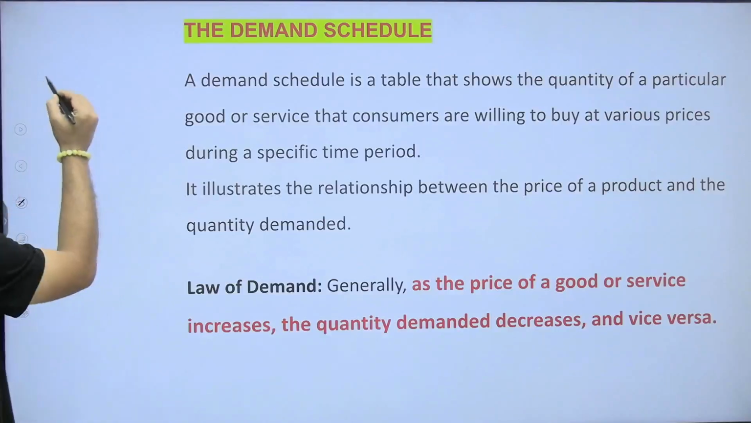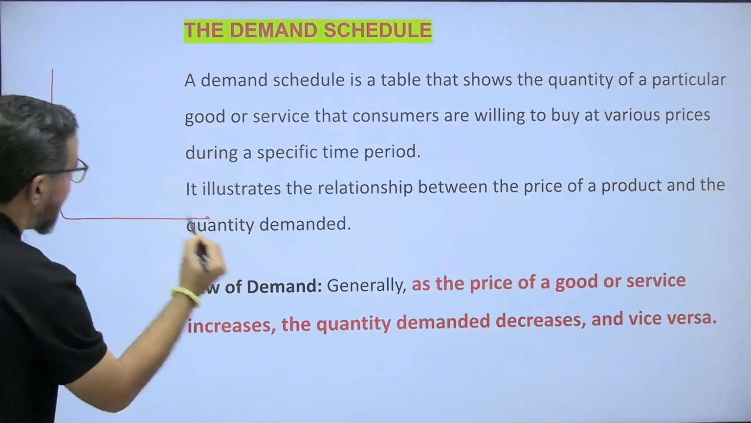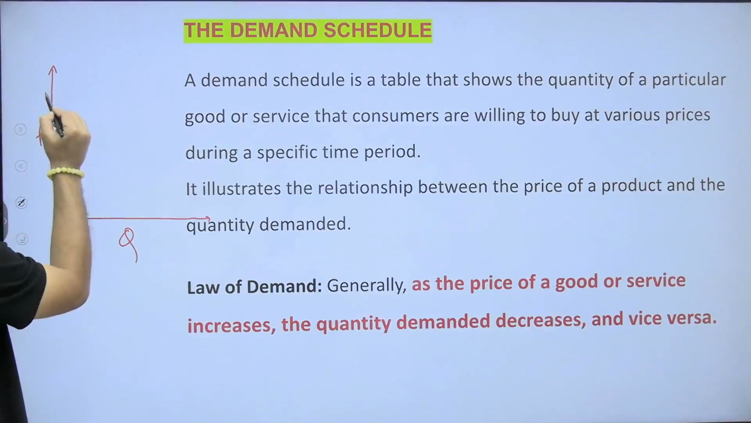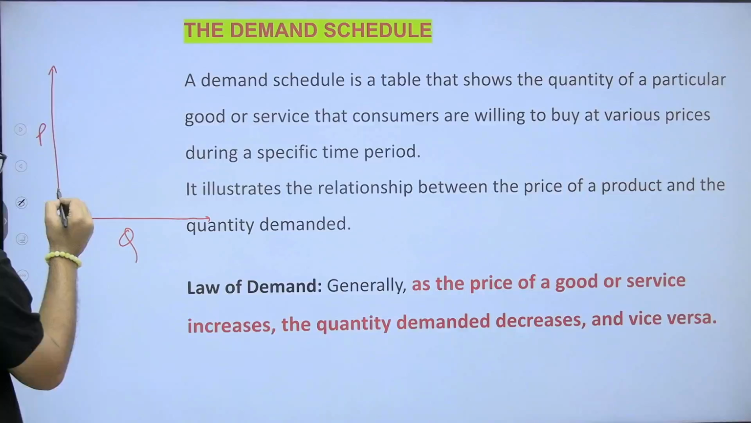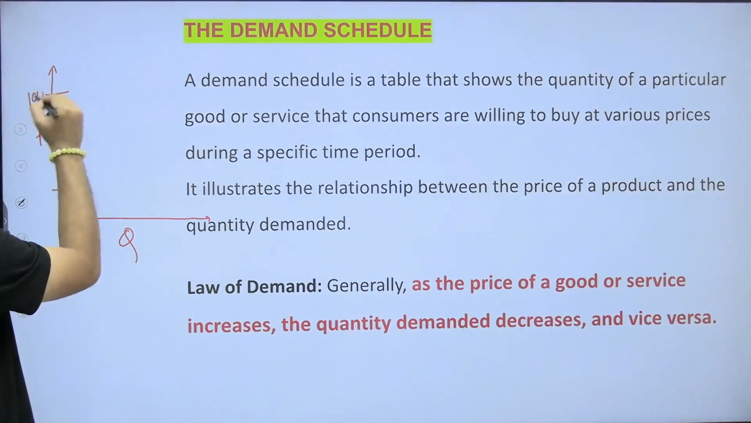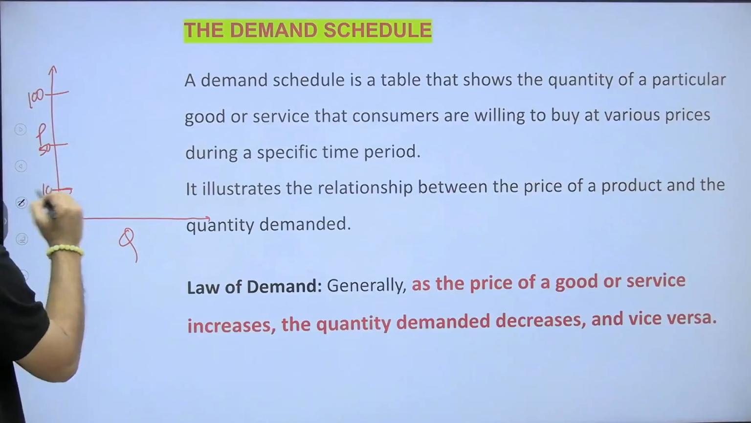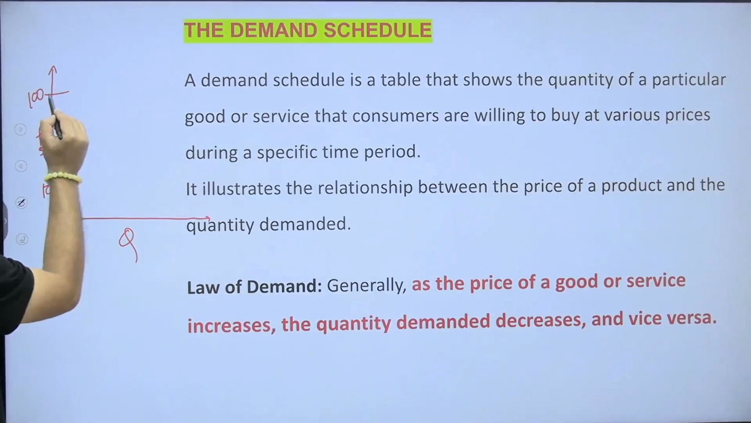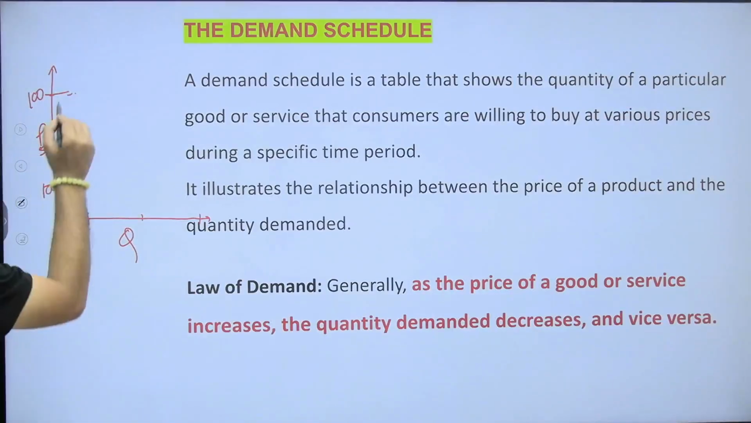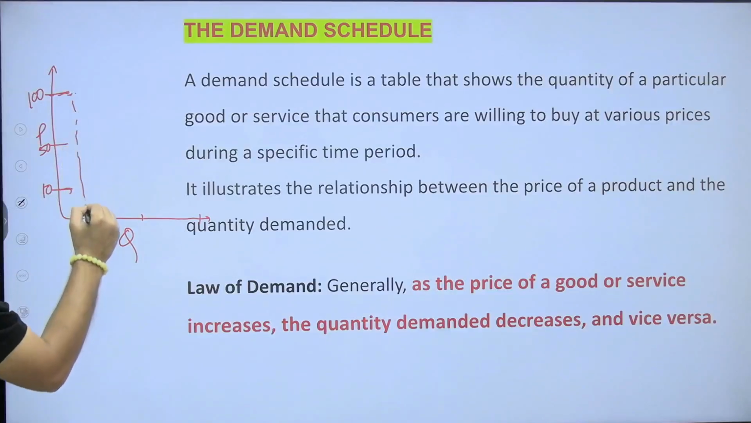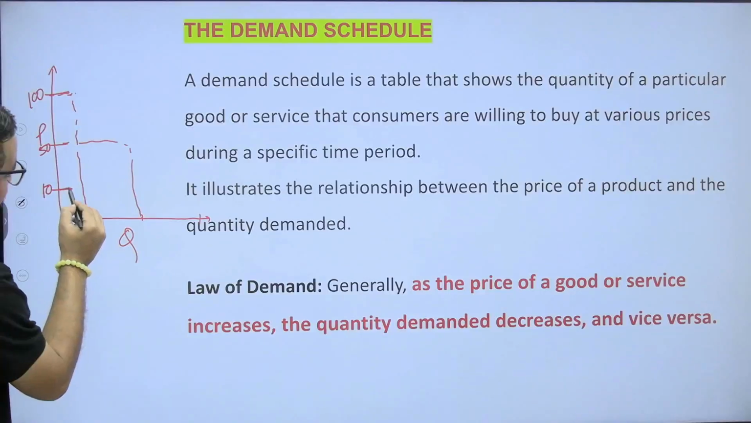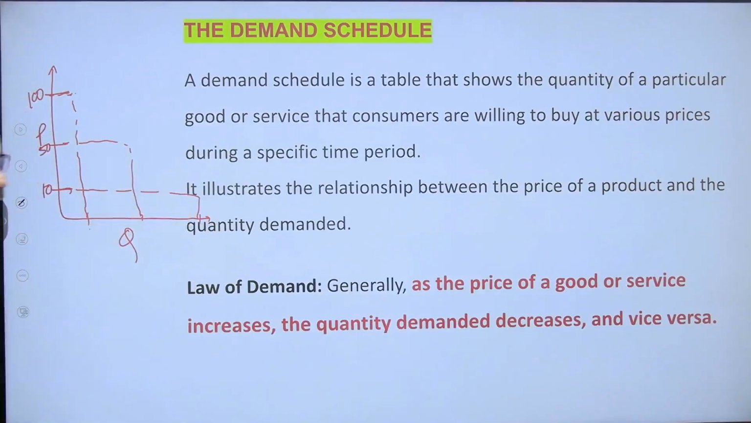When it comes to the demand curve, let's say this axis is the price and this is the quantity demanded. Assume this is the first level, this is the second level, this is the third level. Let's say the prices are 100, 50, and 10. If the price is 100, the quantity demanded will be on the lesser side, so we'll demand less quantity. If the price is 50, this will be the demand. And if the price is 10, the quantity demanded will be on the higher side.